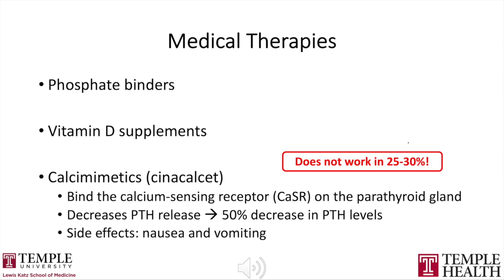Cinacalcet or Sensipar is the most common one, and these function by binding the calcium sensing receptor on the parathyroid gland. This tries to tell the parathyroid gland to decrease the release of parathyroid hormone, and this leads to ideally up to a 50% decrease in the parathyroid hormone levels. There are some side effects, particularly nausea and vomiting, and concerningly, this doesn't work in up to 30% of patients.